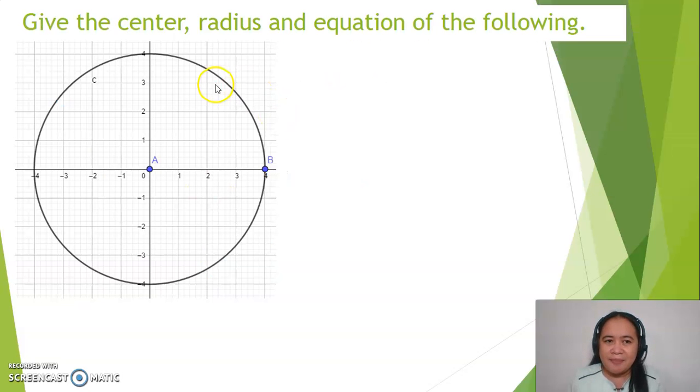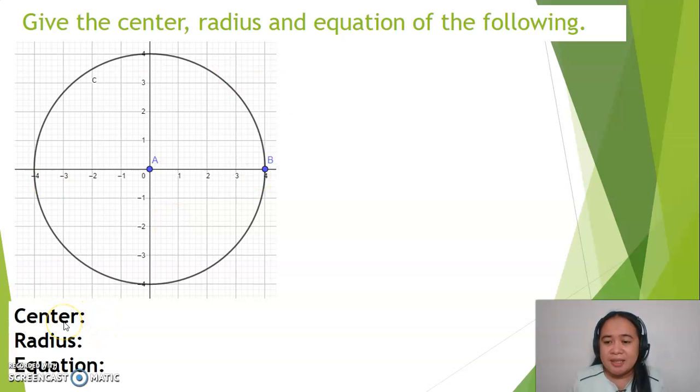Now let's have an example. I have here a sketch of a circle. We will identify the center, the radius, and of course its equation. In this case, the center is (0, 0), while the radius from the center, which is the fixed point, going to one end of the circle, would be 4. So therefore, the radius is 4. So in this case, the equation would be x² + y² = 4², which is 16.